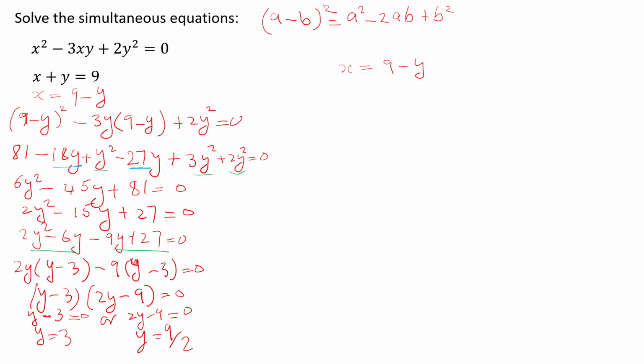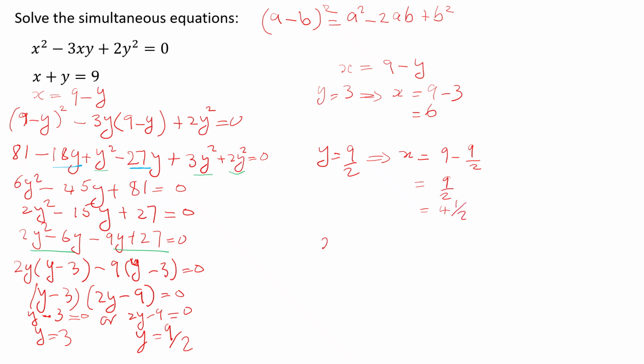So if y equals 3, x equals 9 minus 3, so x equals 6. So if y equals 9 over 2, then x equals 9 minus 9 over 2, which is 9 over 2, or 4 and a half.